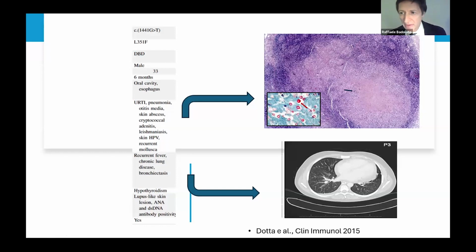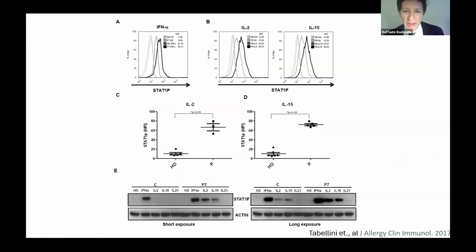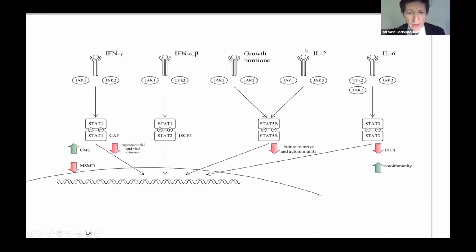So it looked like it was more than a defect of STAT1 signaling. We actually looked at IL-2 and IL-5 signaling phosphorylation. You can see in these patients that there is an increased phosphorylation, in these patients and the other patients with STAT1 gain of function, which is affecting both IL-2 and IL-5.